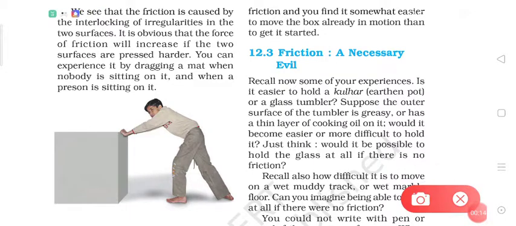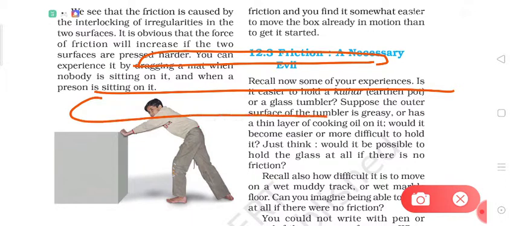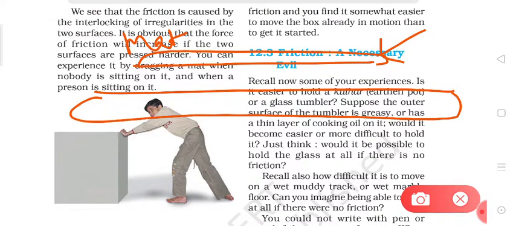So suppose there is a mat which is kept on a floor. It is easy to drag or move the mat on the floor when no one is sitting on the mat. But when someone sits on the mat, it is hard to move the mat. Means you have to apply a large amount of force to move the mat or drag the mat on the floor. Why does this happen?